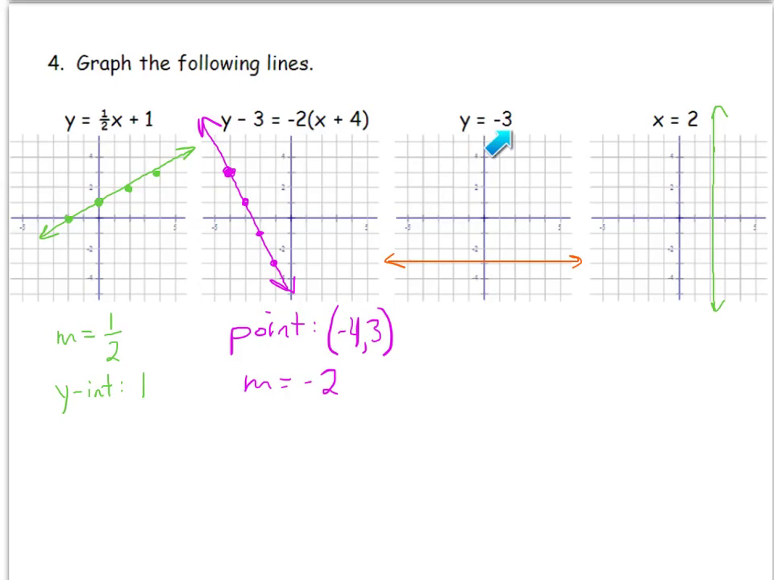In the next one, y equals negative 3, you have to remember that a y equals equation is indeed a horizontal line. So we've got a horizontal line at negative 3, and an x equals 2 equation is a vertical line at x equals 2. So any of the points that I have sitting on this line have an x coordinate of 2.